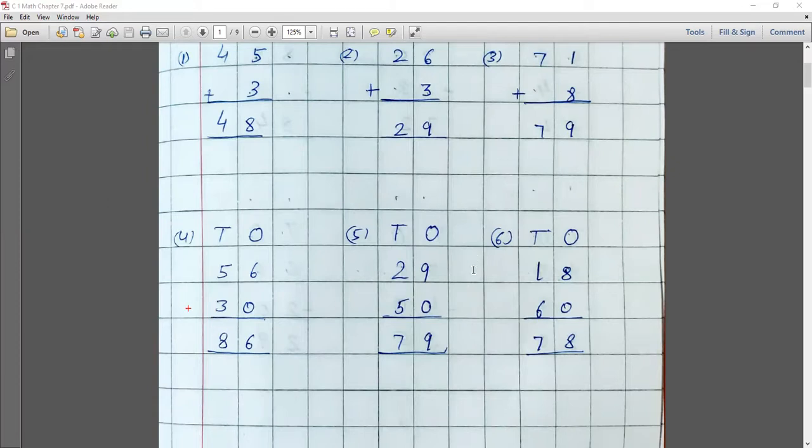Okay, now next is 29 and 50. Again, like this, 9 plus 0 is equal to 9. 2 plus 5 is equal to 7. Okay, next question. 18 plus 60. 8. And 6 plus 1 is equal to 7. That's why we write 7 here. Okay, now move on.